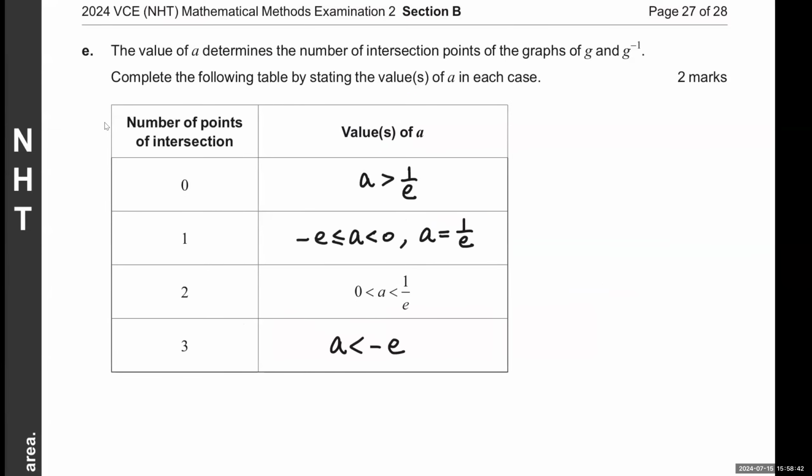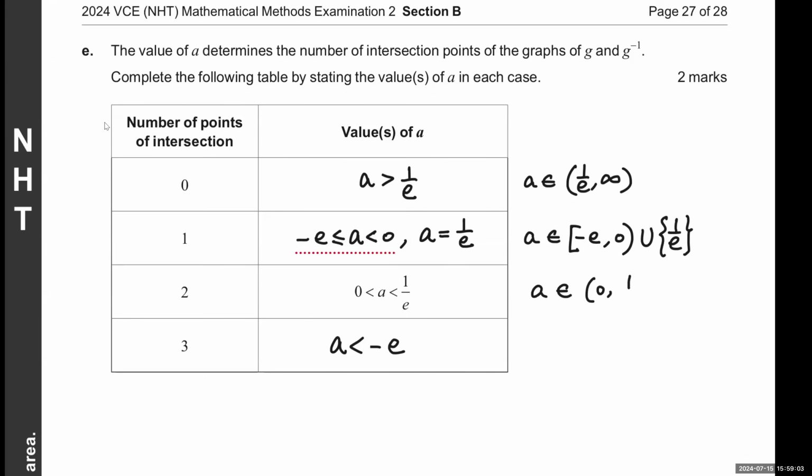Okay, so I've got a greater than 1 over e, or you could write it like a belongs to 1 over e to infinity. This one you could write like a is an element of negative e inclusive, 0 excluded, union, just one element, 1 over e. And a is between 0 and 1 over e, which is already completed for you. And finally, a is less than negative e.